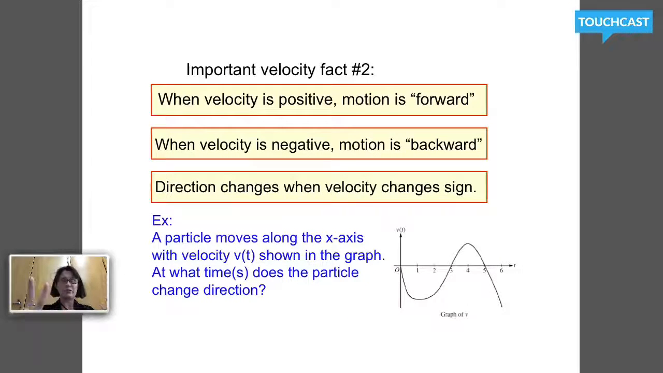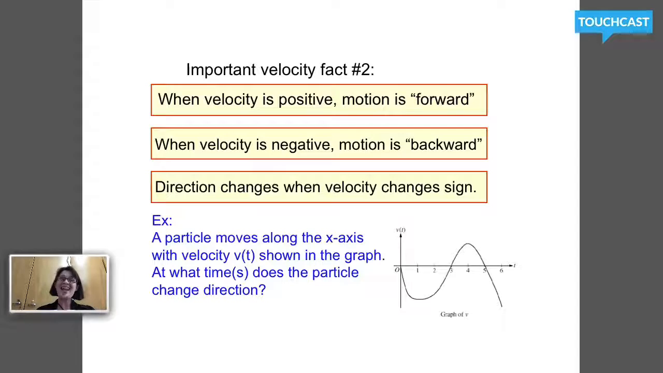Important velocity fact number 2. This is sort of the same thing. I'm going to state 3 different ways. When velocity is positive, motion is forward. Whatever forward means in your context. So if you're moving along the x-axis and velocity is positive, that means you're moving toward the right, toward the positive x's. If the motion is along the y-axis, up and down, and velocity is positive, that means motion is up. So if you are leaving for school in the morning, your velocity is positive, that means you're driving toward school. So when velocity is positive, motion is forward, whatever forward means in the context.